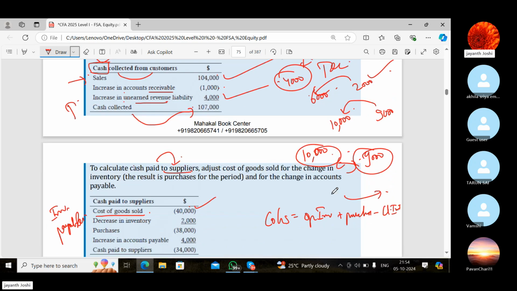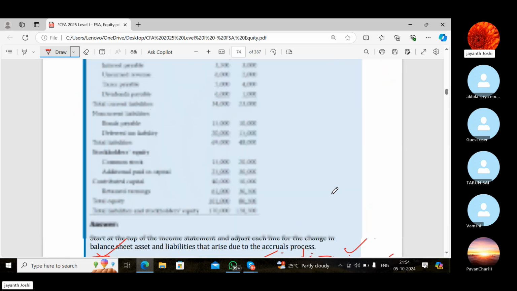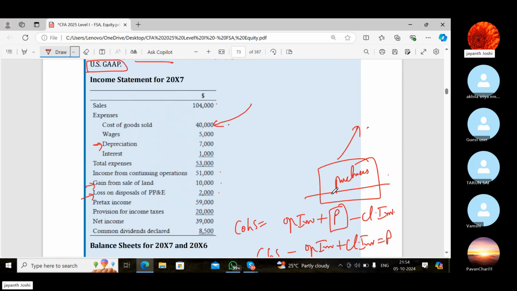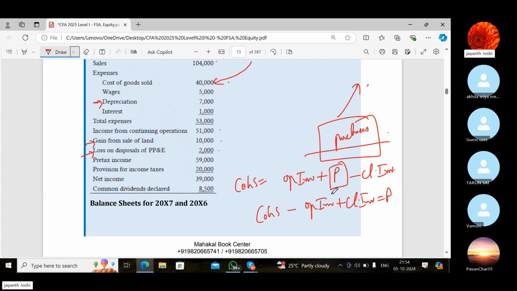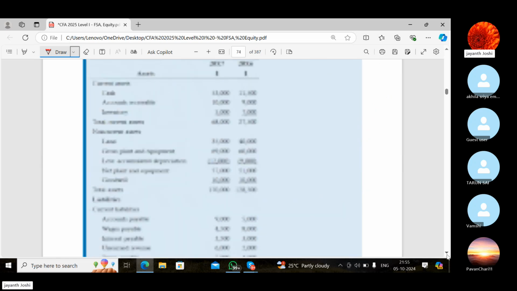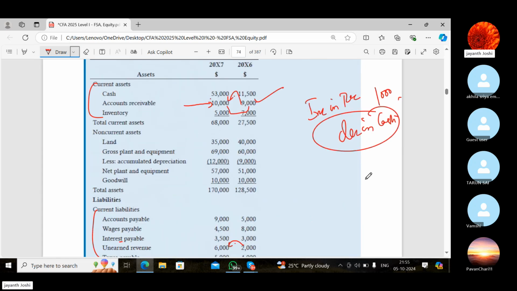Now we will go ahead. This is one of the formulas. We will go to the balance sheet now, and there we will check the inventory. See, inventory previous year was 7,000. Now the inventory is 5,000. What has happened? The inventory has decreased.